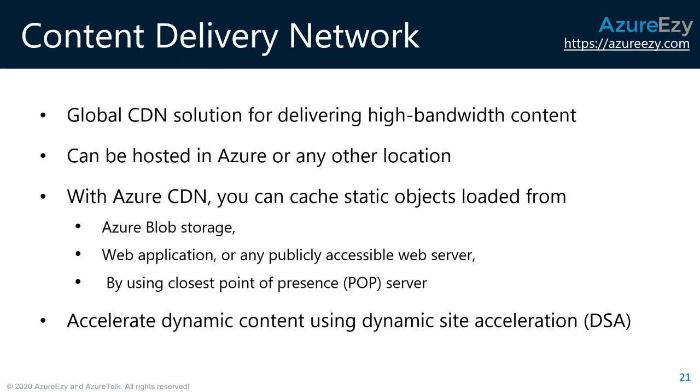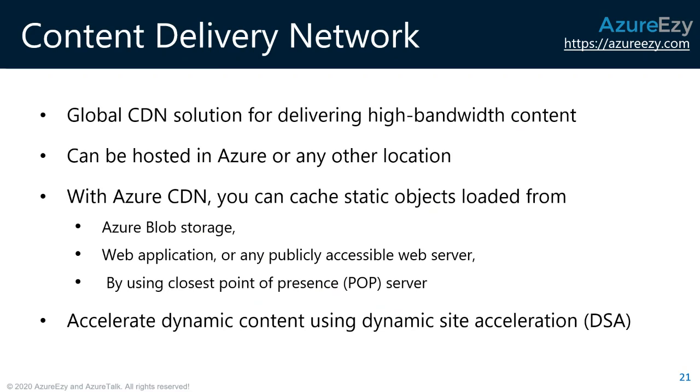You may have some web application. Your web application may be in Azure, or it can be anywhere outside Azure as well. But yes, it must be a publicly accessible web server, and then you can cache that. Azure CDN will use the closest point of presence server. So what is a point of presence server? This is your edge server where the content will be cached. Generally it is for static content, but if you have dynamic content for your dynamic site, you can use dynamic site acceleration for that content as well.